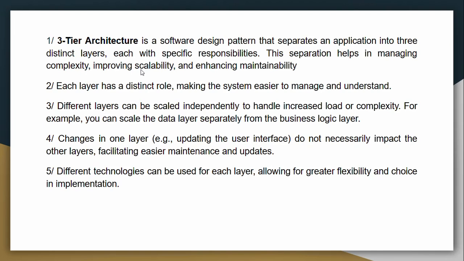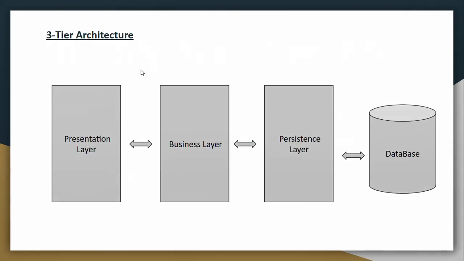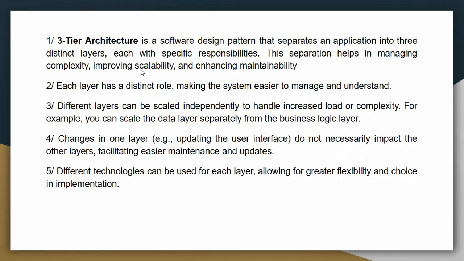Okay. Three-tier architecture is a software design pattern that separates an application into three distinct layers. It is three distinct layers, right? Each with a specific responsibility. The separation helps in managing complexity, improving scalability, enhancement, and maintaining. Complexity means, now you are making one change in the presentation layer. That means you don't have to worry about the business and persistence layers.